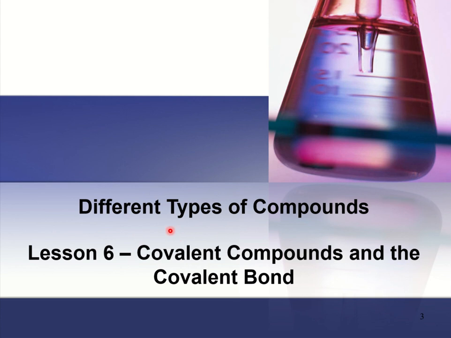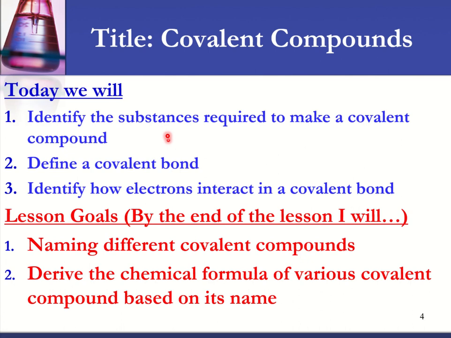This is Mr. Wong. In today's lesson, we're going to be looking at different types of compounds, in specific covalent bonds and covalent compounds. Okay, so part of the lesson, we're going to look at the chemical requirements to make a covalent compound. What is a covalent compound, and how do the electrons interact during a covalent compound? What you should be able to achieve by the end of this lesson is naming specific covalent compounds, the naming conventions, and also work out the chemical formula of the covalent compounds as well.